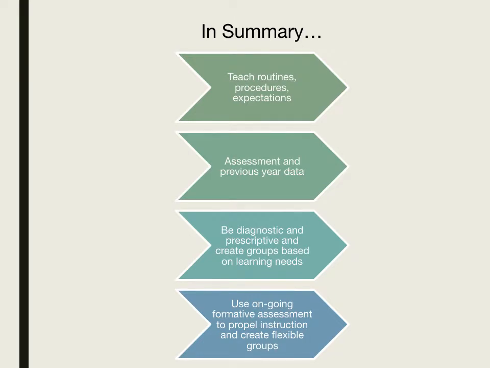In summary, if you are teaching your reading groups in a classroom, it's really important to teach routines, procedures, and expectations at the beginning of the year, and you may need to revisit this. Once you've done this, you can start your assessments and look at previous year's data in order to create your groups. You're going to be diagnostic and prescriptive in creating your groups based on your students' learning needs, and you will use ongoing formative assessment to propel your instruction and create your flexible ongoing groups throughout the year.